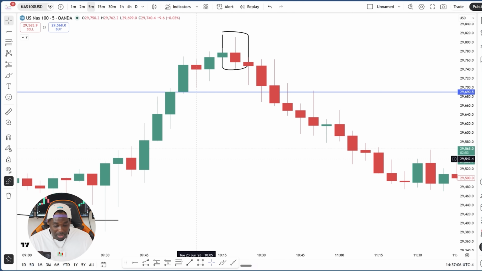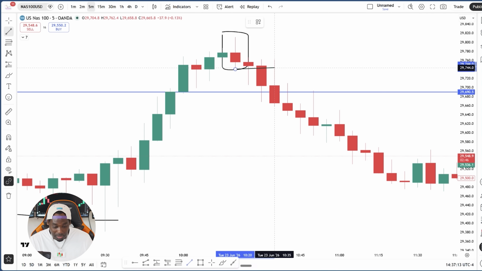Now, how do you want to get in? You can get in as soon as it goes below the candle. So you wait for that candle to close. Once it goes below this candle right here, you can get in.